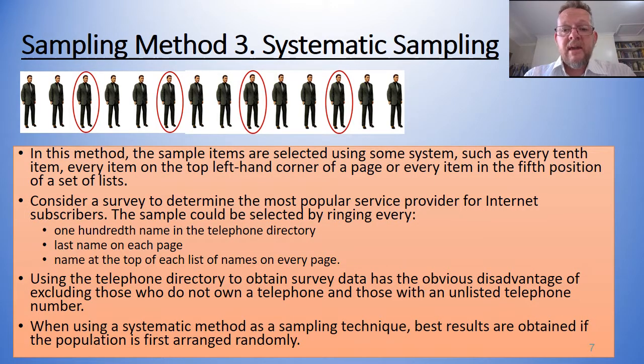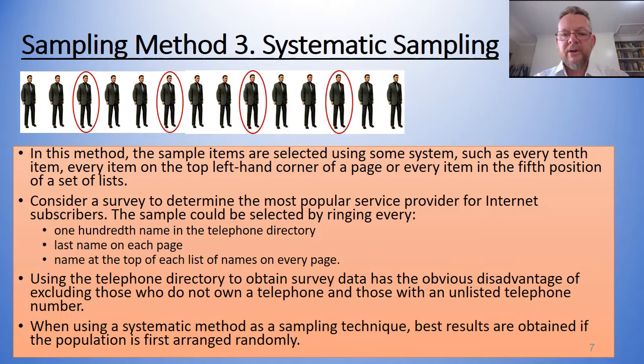Now, systematic sampling involves a system. So we're just going to line all the sample items up and select, for example, every 10th person or every item on the top left-hand corner of a page or every item in the 5th position in a set of lists. So consider a survey to determine the most popular service provider for internet subscribers. A sample could be taken by ringing the 100th name in every telephone directory, the last name on each page, or the name at the top of the list on every page.